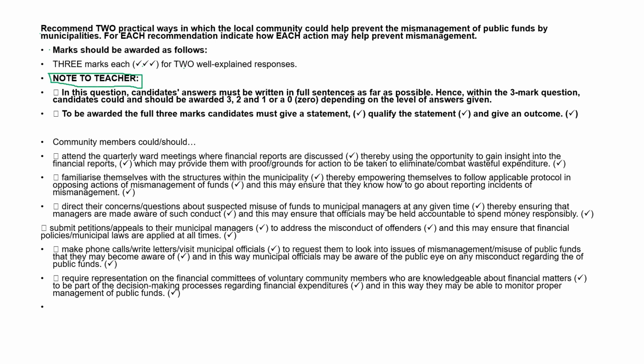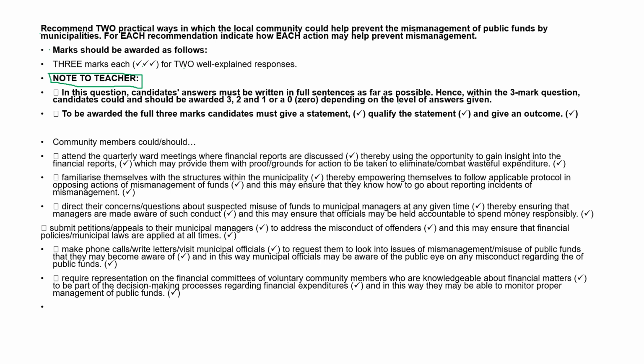But it is important for you to know how the teacher is going to mark. What does the teacher look at when she or he marks your work? Here it says in this question, candidates, which is you, learners, answers must be written in full sentences as far as possible. Hence, within the three-mark question, a candidate could and should be awarded 3, 2, 1, or even a 0, depending on the level of the answer given.